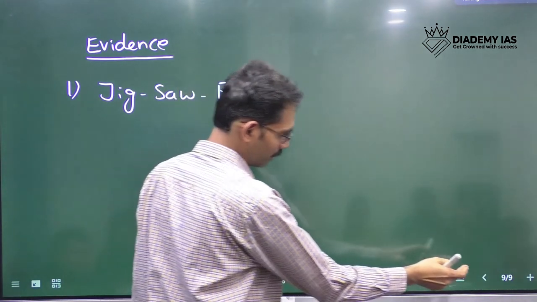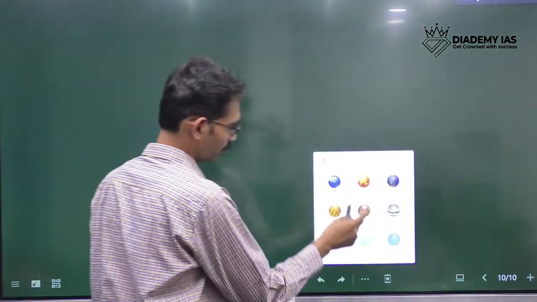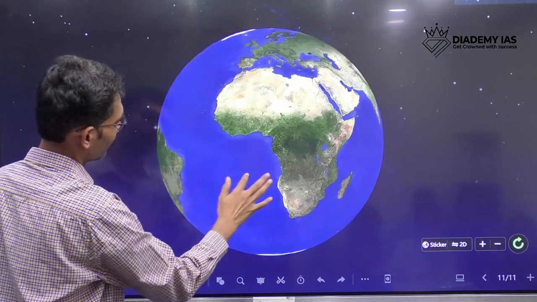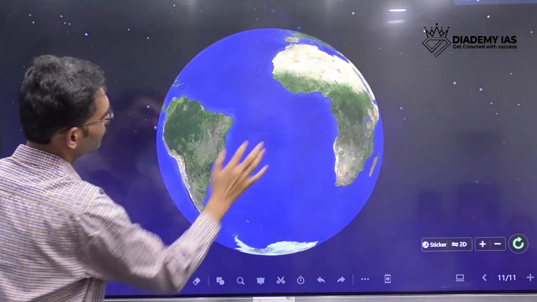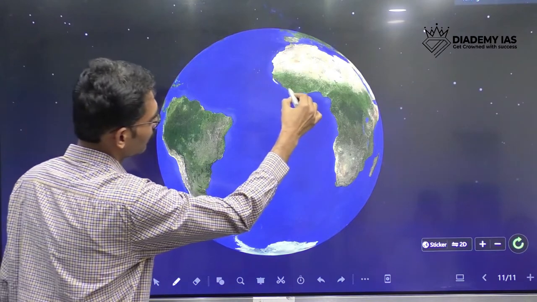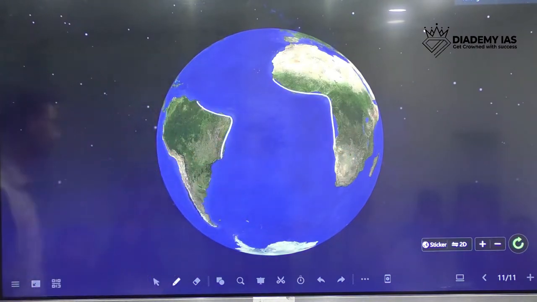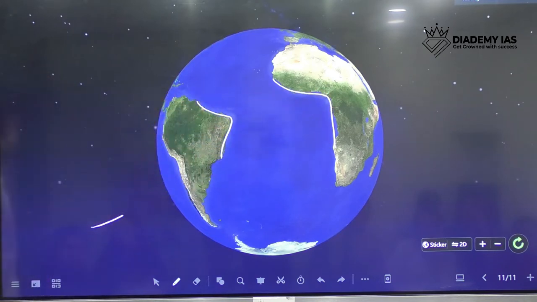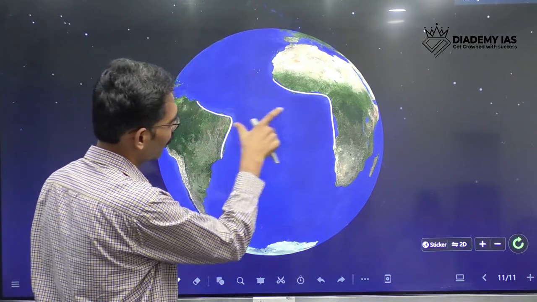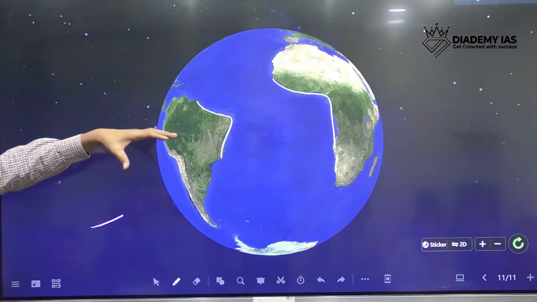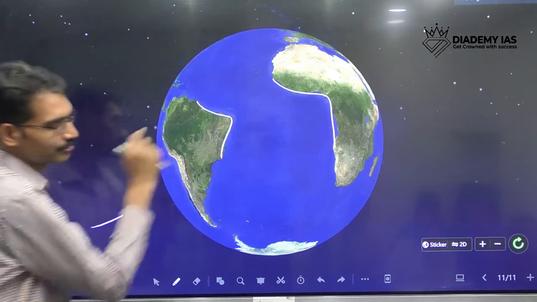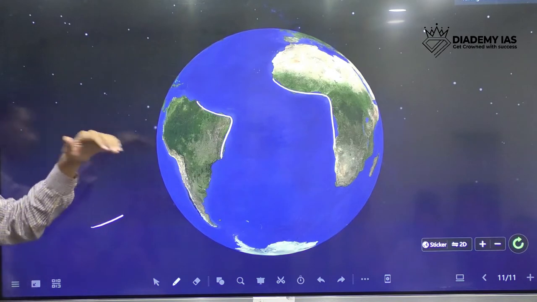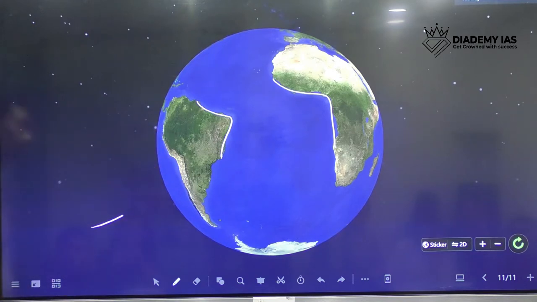Now for this we should go to this location. Now you see here, it appears that this landmass came out of this main landmass. This is called jigsaw fit. So if North and South America fit into Africa, then both become a single continent. So this is called jigsaw fit. This is the first identifiable evidence to show that earlier these two landmasses were connected together. That is the first one.